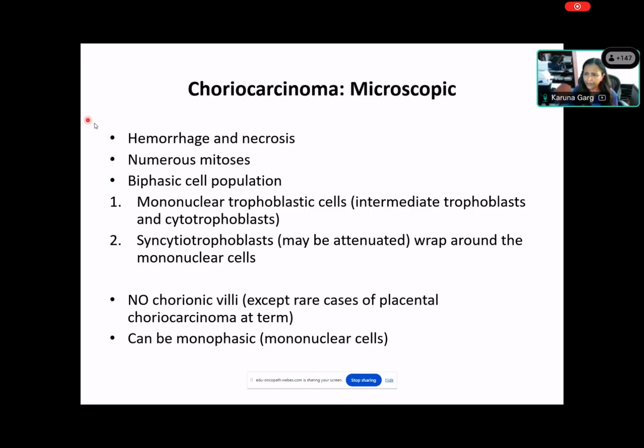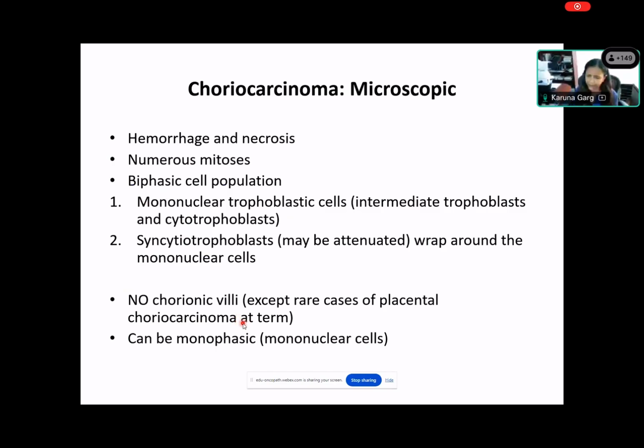In terms of microscopic, I think we're all familiar with what a chorio looks like. You're going to see a lot of hemorrhage, a lot of necrosis. If you're thinking of a choriocarcinoma and there's not a lot of hemorrhage and not a lot of necrosis, you're probably not dealing with a chorio. There's going to be a lot of mitoses and of course this biphasic cell population, which is very characteristic. It's going to be those mononuclear cells, which are cytotrophoblasts and intermediate trophoblasts, and then the syncytial trophoblasts, which can be very flattened and attenuated, and they tend to wrap around the mononuclear cells. Remember, you should not see chorionic villi if you're thinking of a choriocarcinoma.